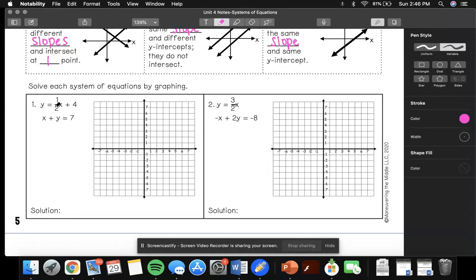Okay, so number one, we have y equals 1/2 x plus 4. This one looks like it's ready to graph. So we're going to start at 4, and we're going to go up 1, right 2, up 1, right 2, and keep following that same pattern. Then I'm going to go backwards.